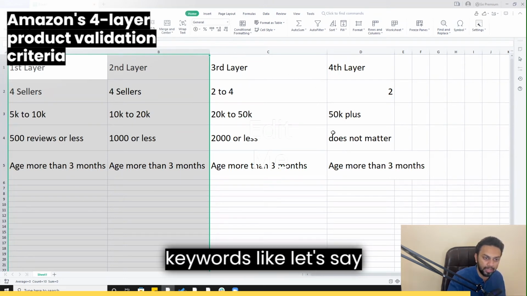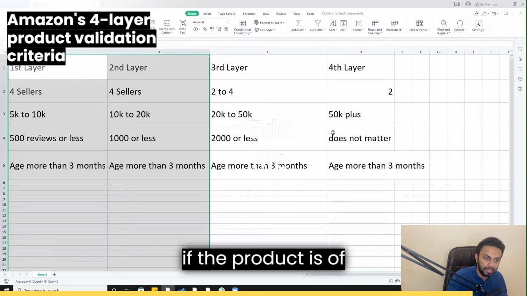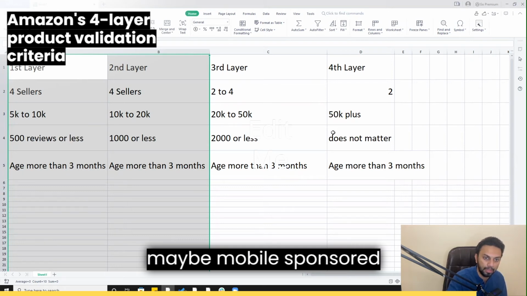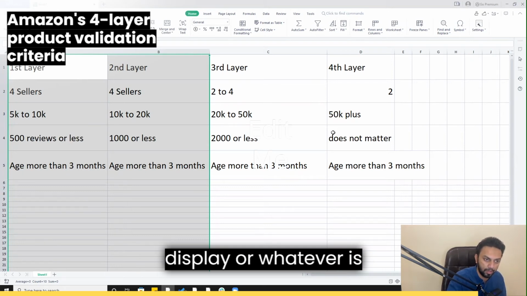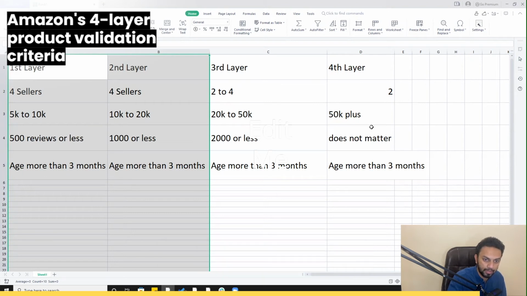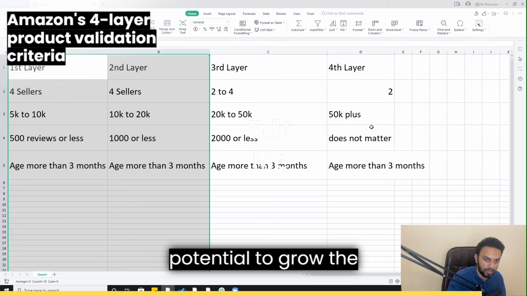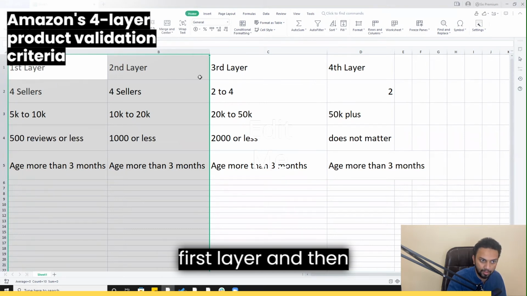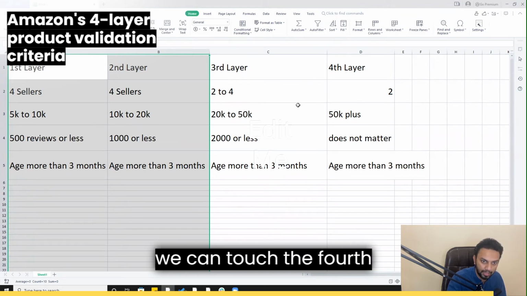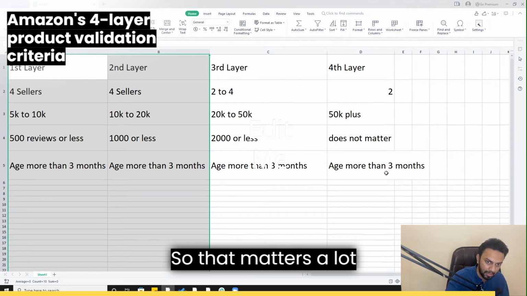Maybe through some generic keywords, like if the product is in the kitchen niche, then there are some generic keywords, or maybe via sponsored display or whatever the medium is. This product has the potential to grow the revenue further to this layer. This is a reference point that yes, we can jump into the first layer, and then growing gradually we can touch the fourth layer. So that matters a lot while evaluating a product.